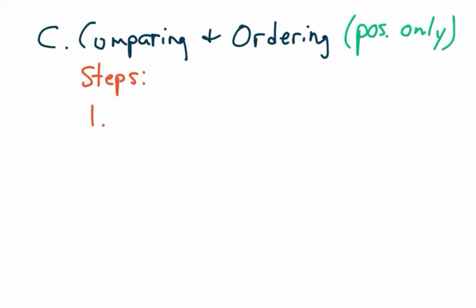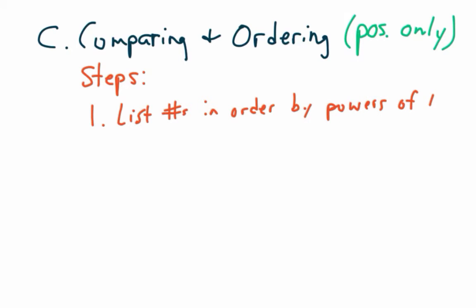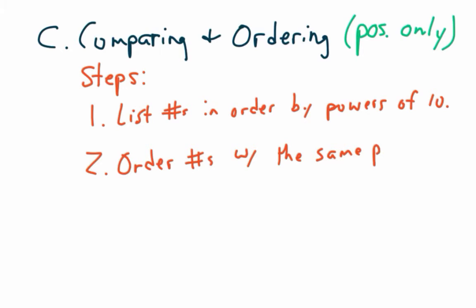I'd say list the numbers in order by powers of 10. In other words, which one has the biggest exponents and which one has the smallest exponents and things like that. Then the second thing is order numbers with the same power of 10.